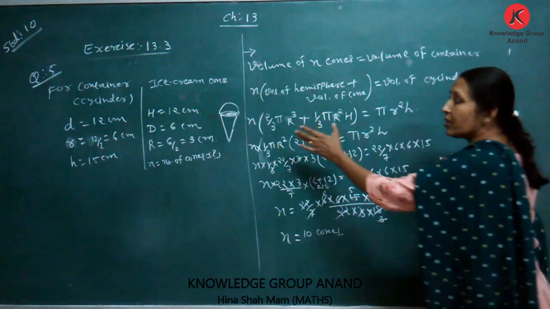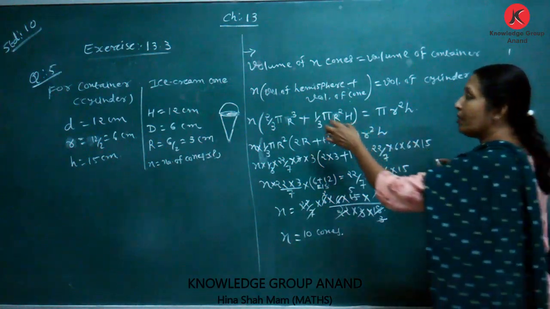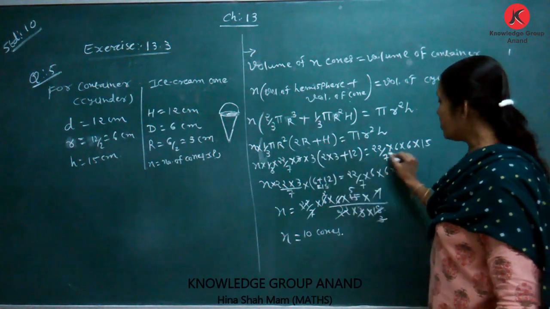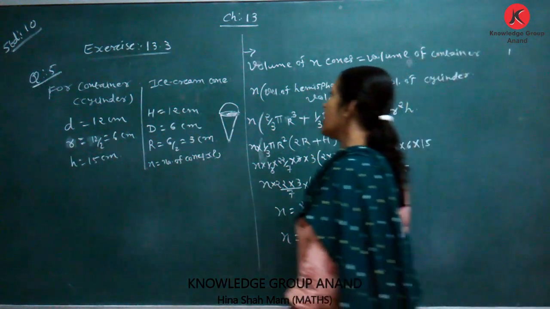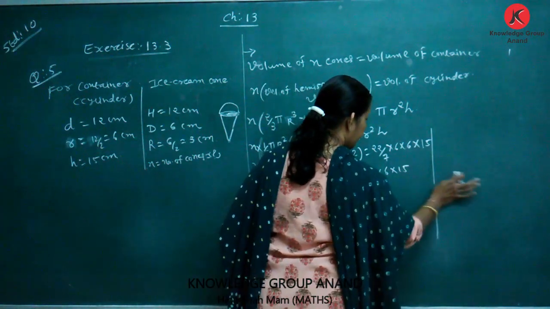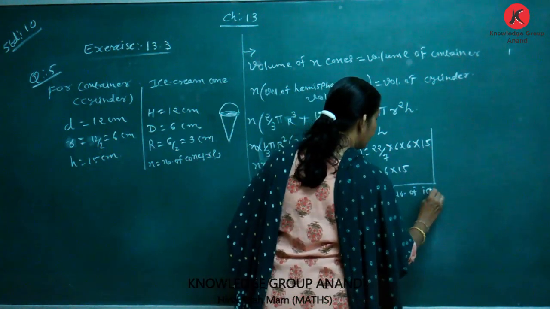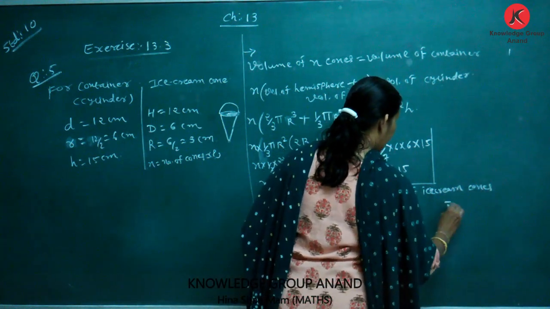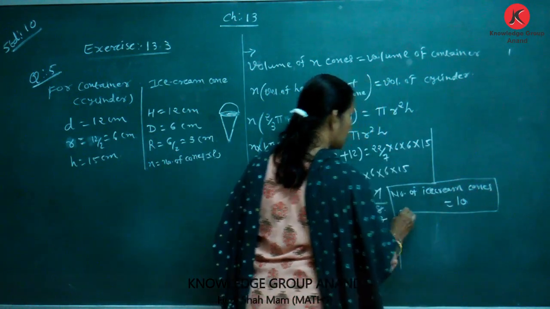You can use any method. You simplify this number, add these two numbers and then find. I write here 2r, put the value, n is equal to 10 cones. Therefore, we find the number of ice cream cones. Number of ice cream cones is equal to how many cones? 10. Number of ice cream cones is equal to 10.